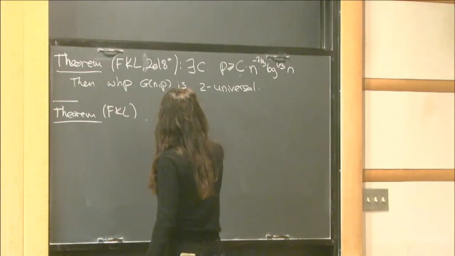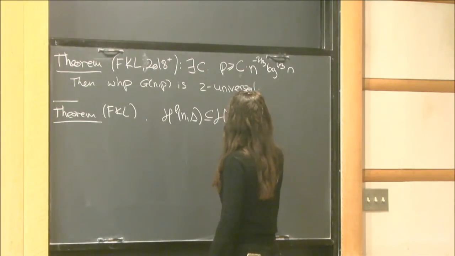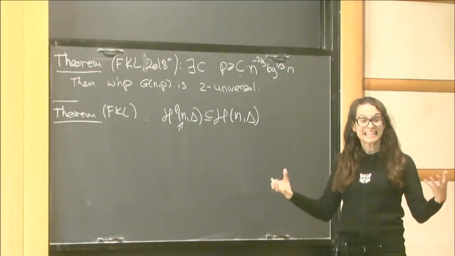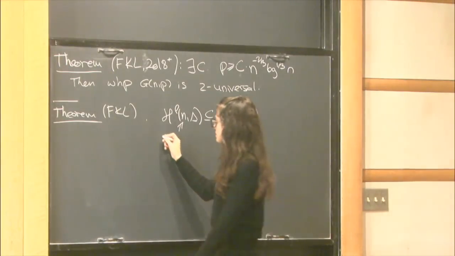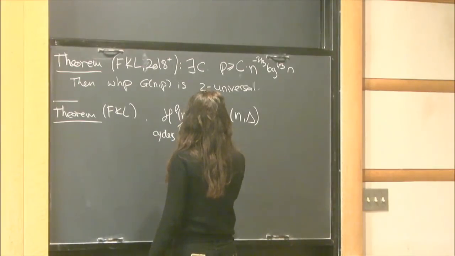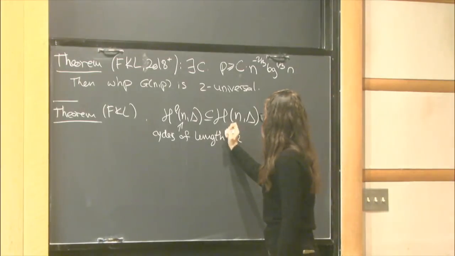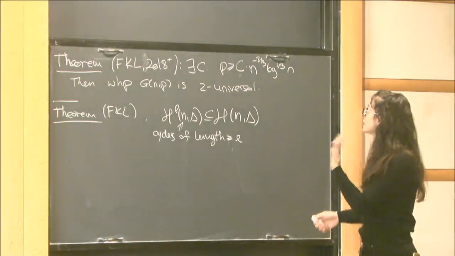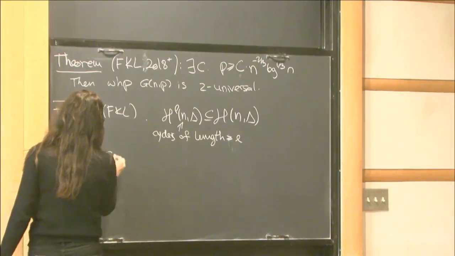So if we take H, L, and delta to be a subfamily of our family, but containing only cycles of length at least L. We don't want to have triangles. We don't want to have any short cycles. Sorry, we want to forbid short cycles. So in this case, we can actually get a better bound. So if P is at least some constant.